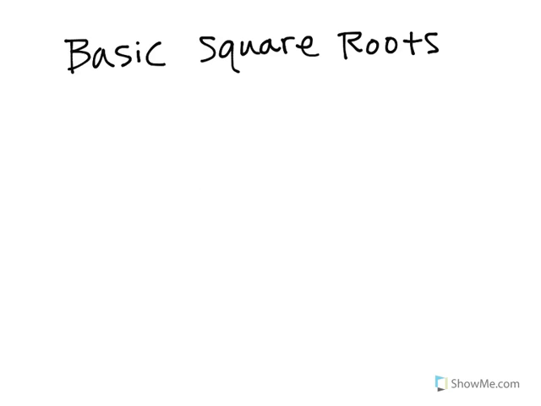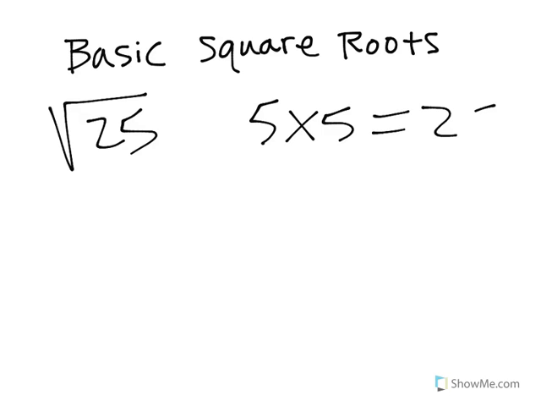Alright, for example, the square root of 25. What number times itself equals 25? The answer would be 5. 5 times 5 equals 25. So the square root of 25 would just equal 5.